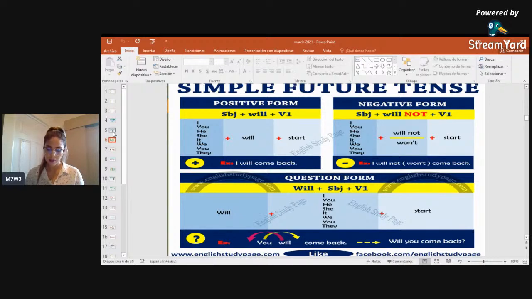Okay, let's start. Well, I'm going to be waiting for this. The structure, I'm going to explain to you the structure for will.